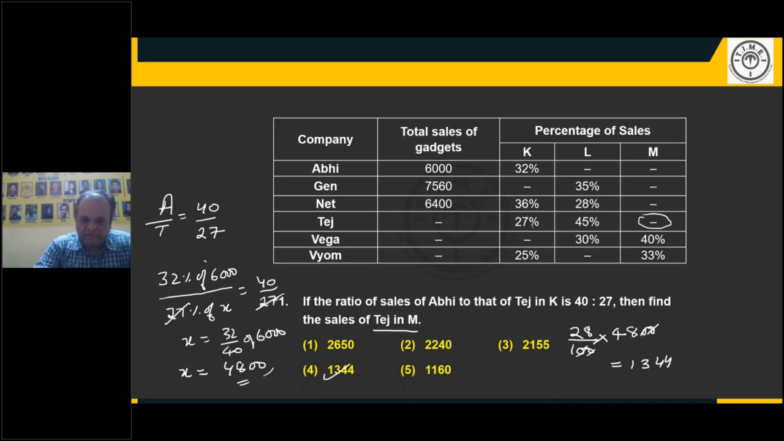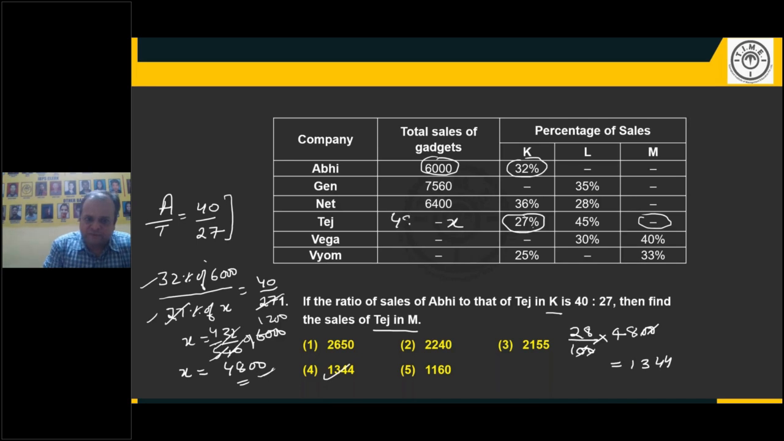So in the first question, we have been given the sales of Abhi to Tej is 40:27. And see, it is talking about K. So Abhi in K is 32%. So this is 32% of 6,000 Abhi. And for Tej it is 27%. This value we have taken as X. So 32% of 6,000 upon 27% of X is 40 upon 27. Right, so percentage gets eliminated with percentage, 27 gets eliminated with 27. We are left with X is equal to 32 by 40 of 6,000. This is again 4 by 5, and if we solve this, 1200 into 4 is 4800. So if we get 4800, this is the total sales of Tej.